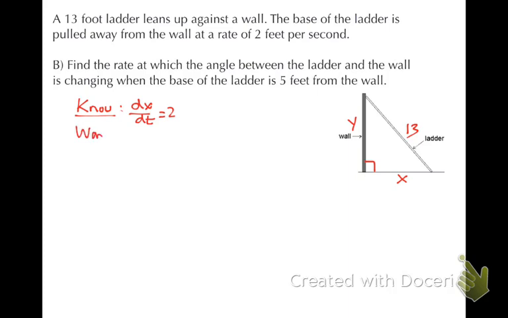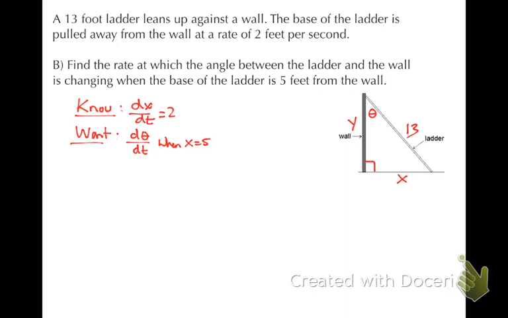Like the problem says, we want to know the rate at which the angle between the ladder and the wall changes when x is equal to 5. I'm going to use theta for that angle, but of course you could use any variable you want. So same instant in time here when x equals 5, but this time we want the rate of change of that angle. Well, there are a few ways you could do this.